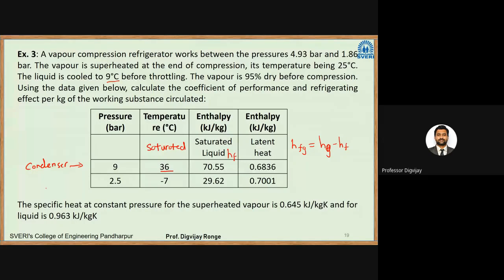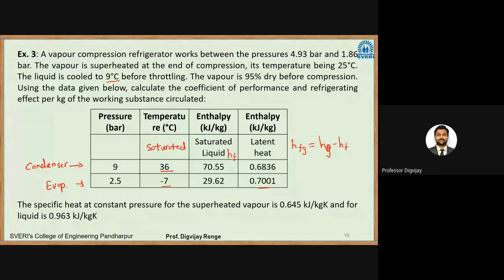Now next, they have given the evaporator pressure here. So the lower one is the evaporator pressure. The saturation temperature is minus 7 degrees Celsius. Enthalpy is given again, hf, and here hfg is given. I think the table is repeated here.